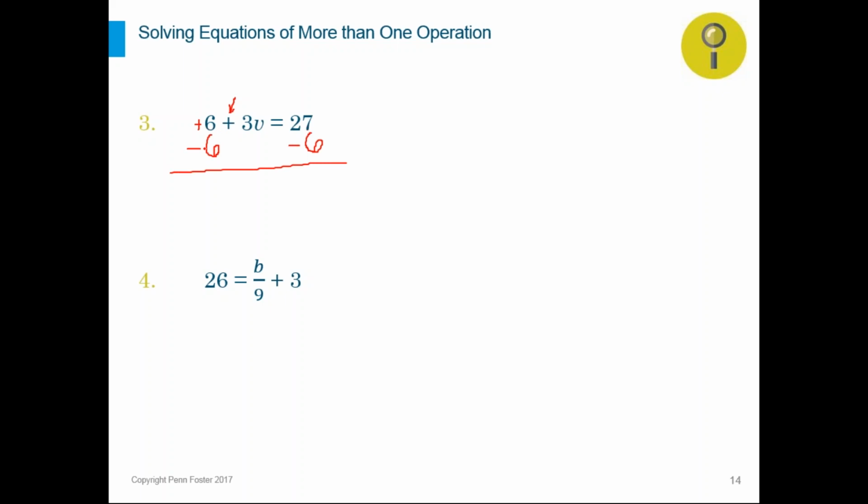Okay, so 6 minus 6, of course, is 0. I have 3v equals 27 minus 6, which will give you 21. The final step is divide to undo multiplication, and divide, then v equals 7. That's it.